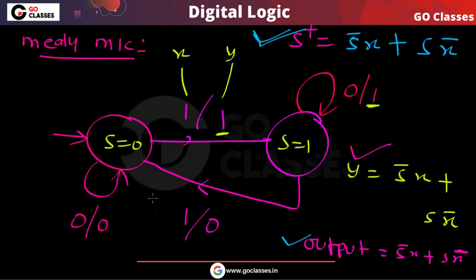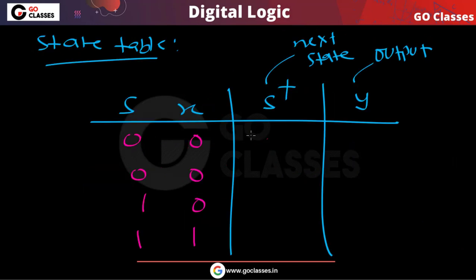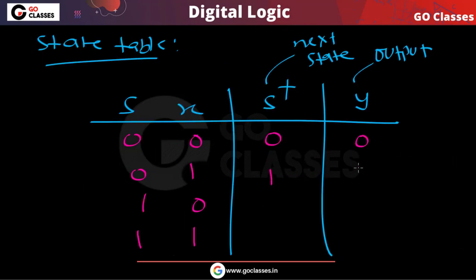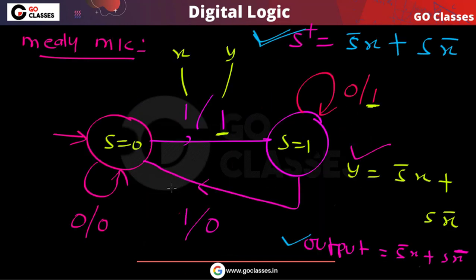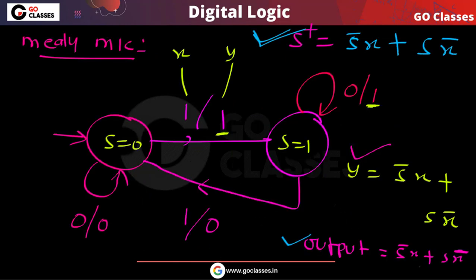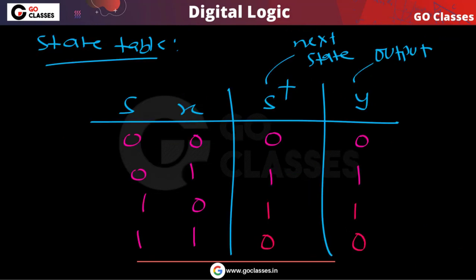Now you can notice when s is 0, if x is 0, you will output 0 and go to state 0, and if x is 1, then you will output 1 and go to state 1. So if s is 0 and x is 0, the next state is 0 and output is 0. If s is 0 and x is 1, the next state is 1 and output is 1. If s is 1 and x is 0, the output will be 1 and the next state will be 1. And if s is 1 and the input is 1, then the output will be 0 and the next state will also be 0. Now from this you can very easily write the equation for S plus.